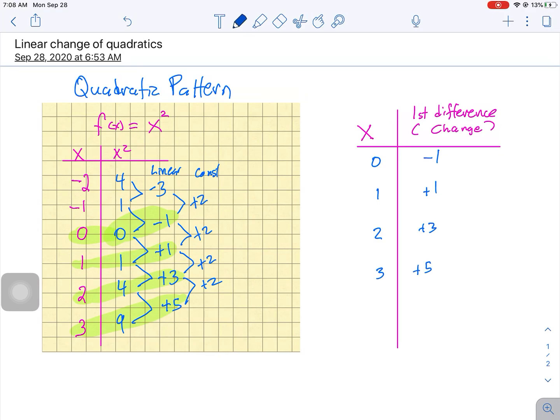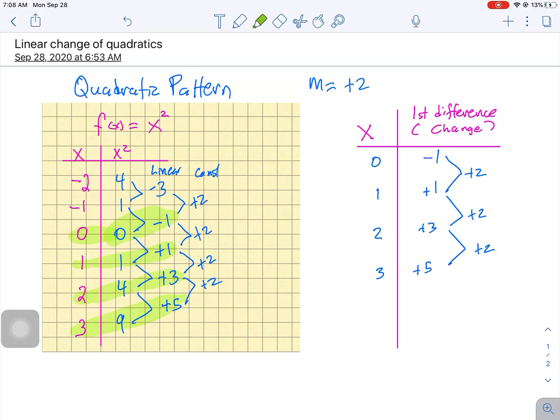So to write a linear equation for this pattern of change, this linear pattern of change, negative 1, 1, 3, 5, first we need to find what the slope is. And the change is plus 2. So we know that our slope is going to be plus 2.